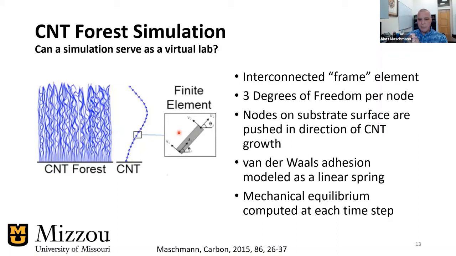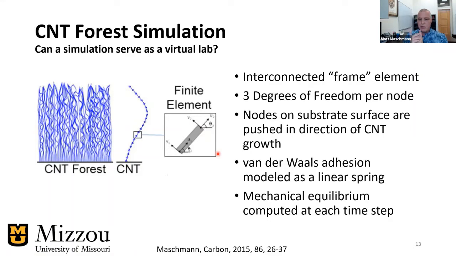And so the group devised this finite element simulation. It's a dynamic simulation that we can use to look at the growth of carbon nanotubes, but then also interrogate them in all these similar ways as we could with a physical experiment. And so these are just finite element frame elements where we have, in the case of 2 dimensions, 3 degrees of freedom at each node. And we can just stack element by element to simulate growth as a function of time.